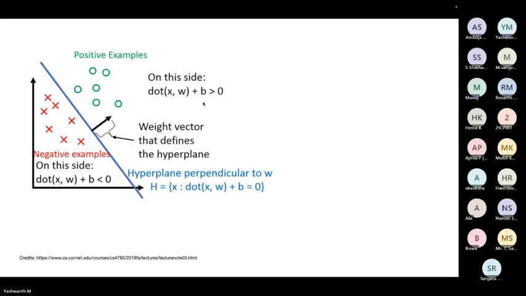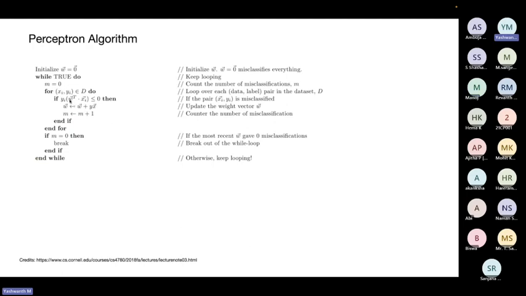So here, to the positive side, you have this condition satisfied: W transpose X plus B is positive. To the negative side, you have W transpose X plus B is negative. So the perceptron makes an update only when you make a mistake, and it keeps on updating. Here, this condition implies that you made a mistake.